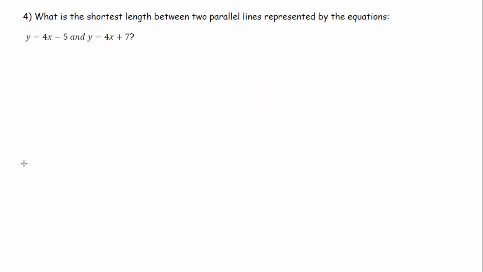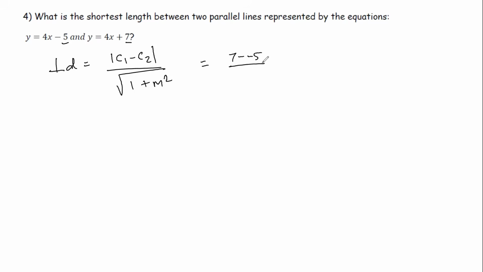Okay. So the formula is, perpendicular distance is equal to mod of C1 minus C2 upon root of 1 plus m square. So C1 is 7 and C2 is minus 5, so 7 minus of minus 5 is plus 12, upon root of 1 plus slope square, which is the same, 16. So your answer is 12 upon root 17. That's your answer.